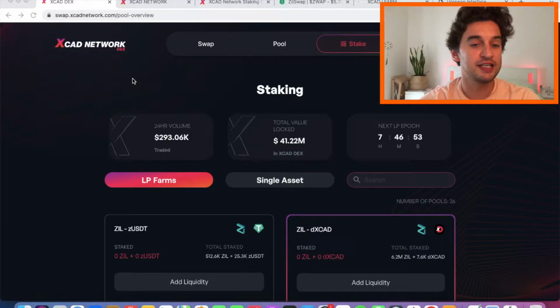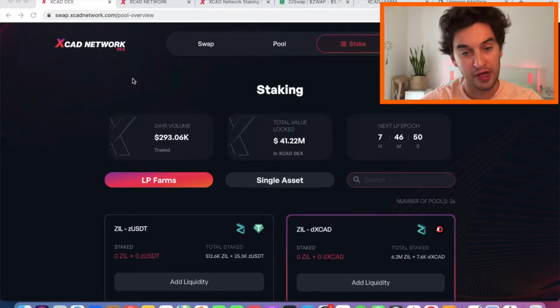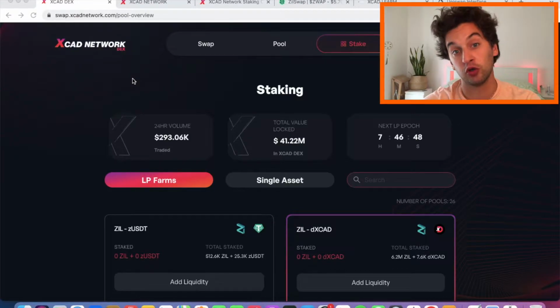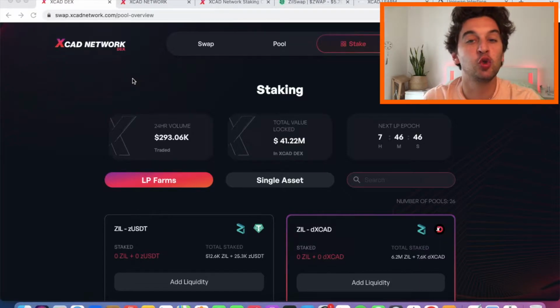With that said, let's jump straight onto the laptop, and the first thing that I want to show you is the single staking and the LP on the website swap.xcadnetwork.com. So this is basically a do-at-home staking.